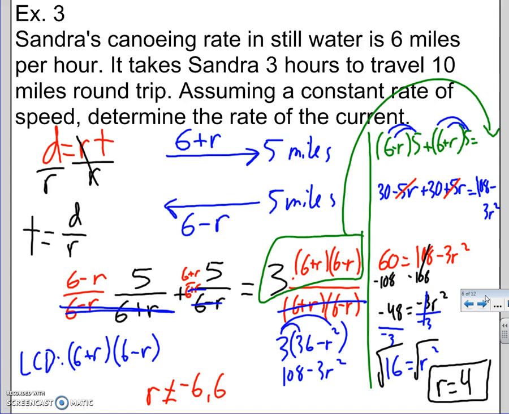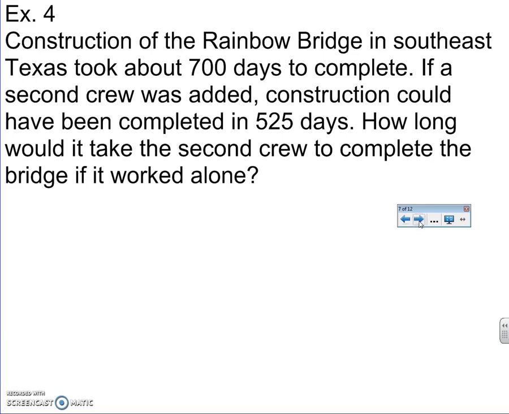So the water's pushing her 4 miles per hour faster one way and slowing her down 4 miles per hour the other way. And that should be it. We won't do this problem. We'll talk about it in class.